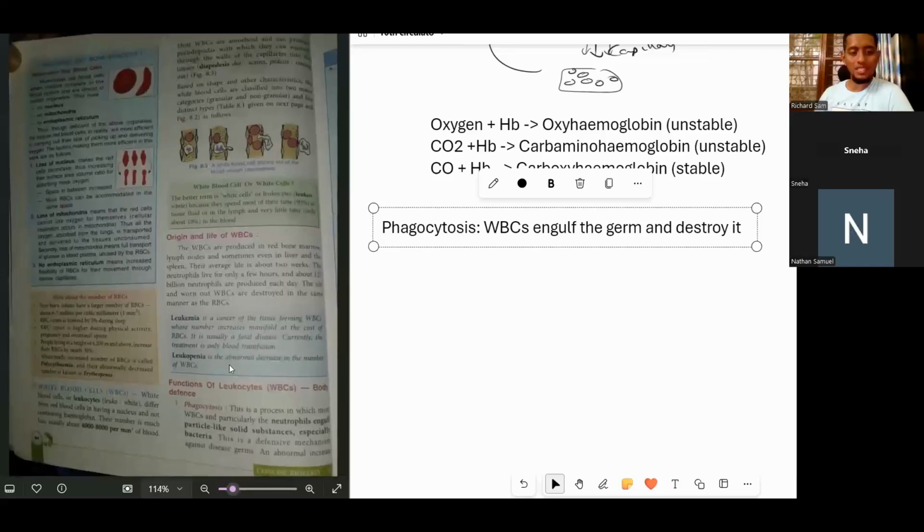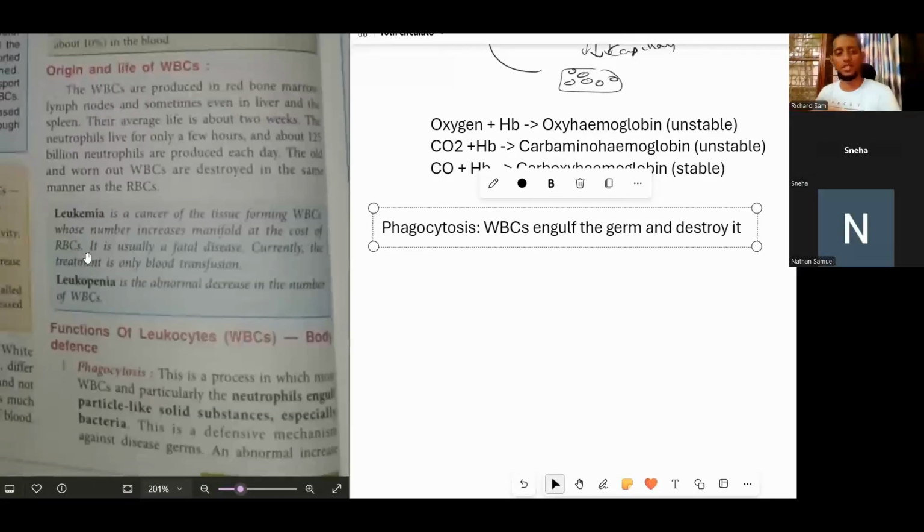Now there are two diseases based on the number of WBCs. One is leukemia. Leukemia is when the number of WBCs increase too many times. Now, is that good? It's good, no? Too many WBCs, so more protection. The problem is what? How is it a problem if there are too many WBCs?